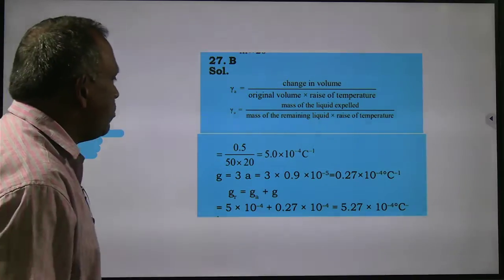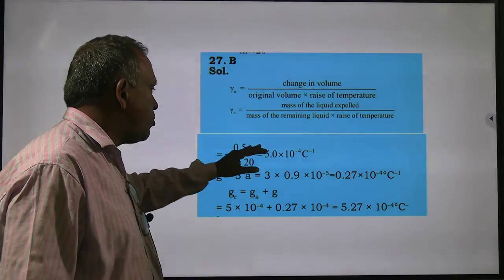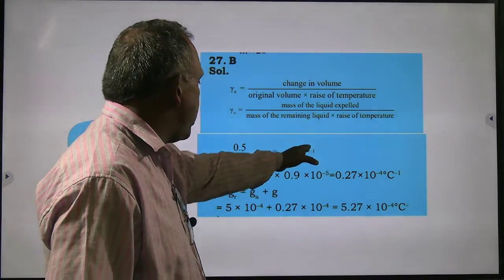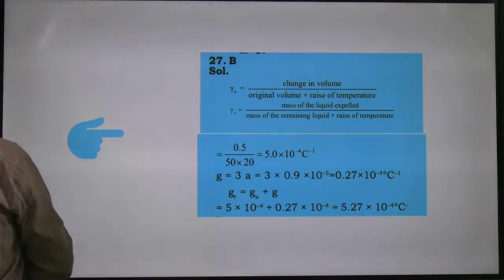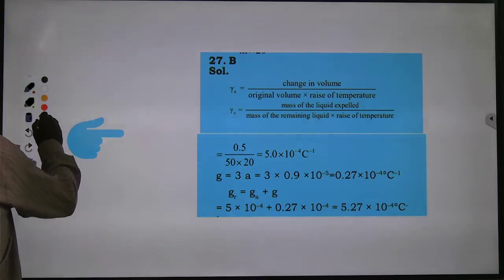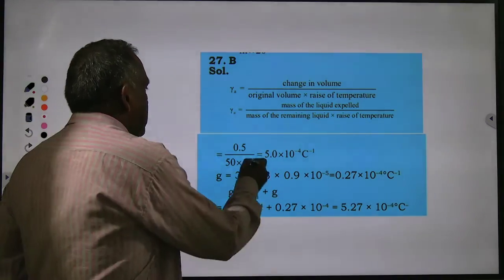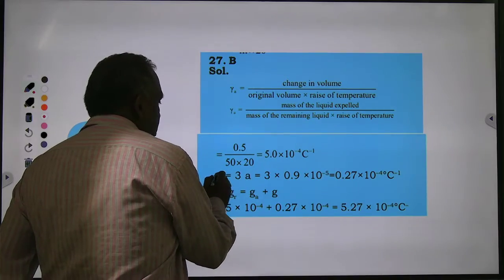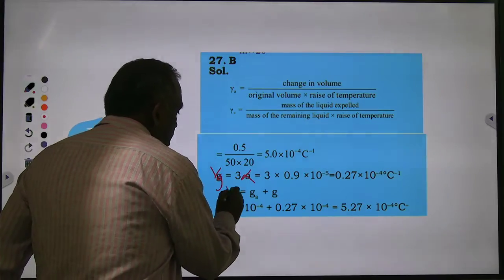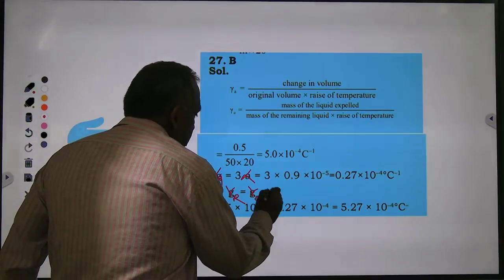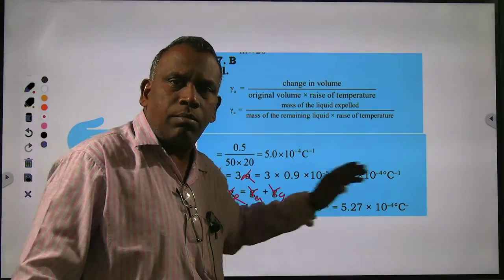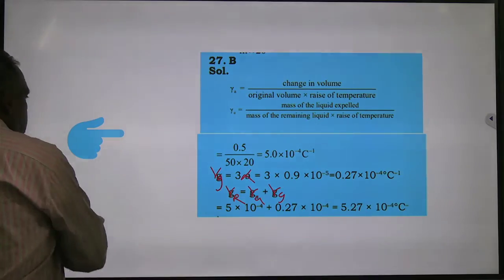The same explanation as given. Okay, so for the liquid, 0.5 upon 50 into 20, that becomes 5 into 10 power minus 4. See, just now in the previous slide I told you a similar problem. It is 0.5 upon 50. This is gamma G is equal to 3 alpha. See, gamma R is equal to gamma A plus gamma G. So simplify, you will get 5.27 into 10 power minus 4. Similar to the previous problem.